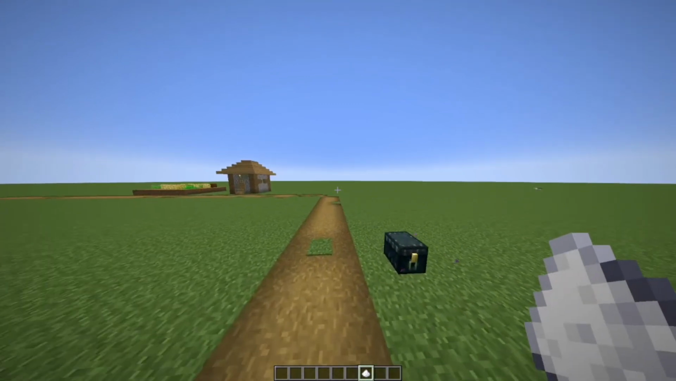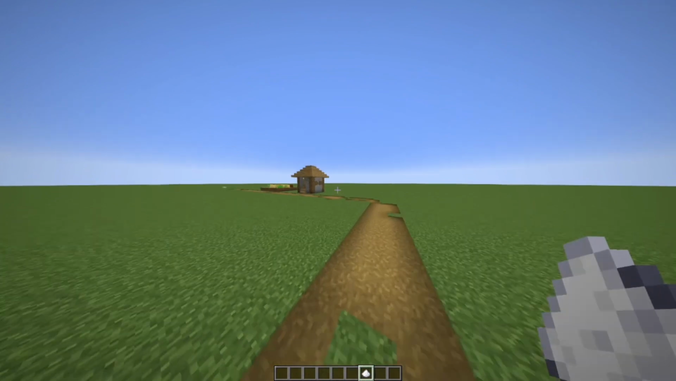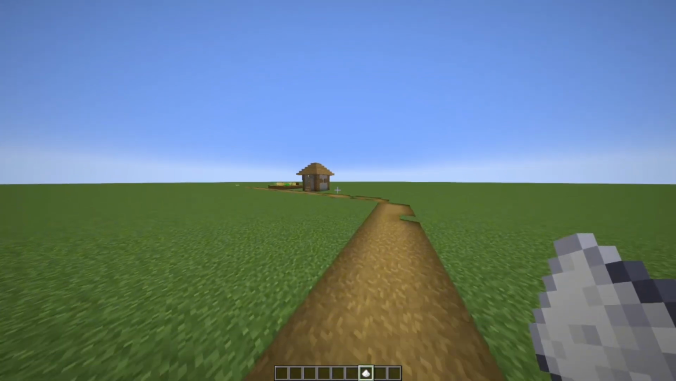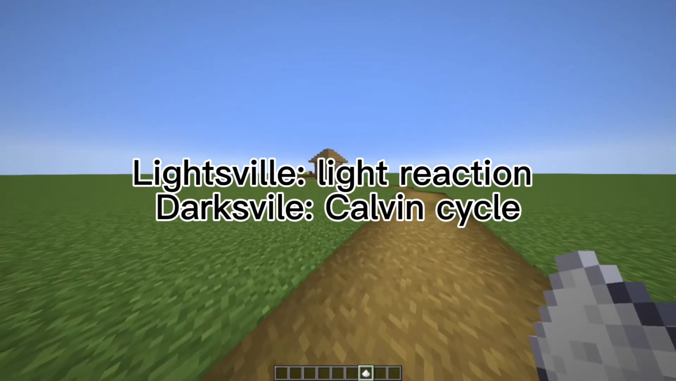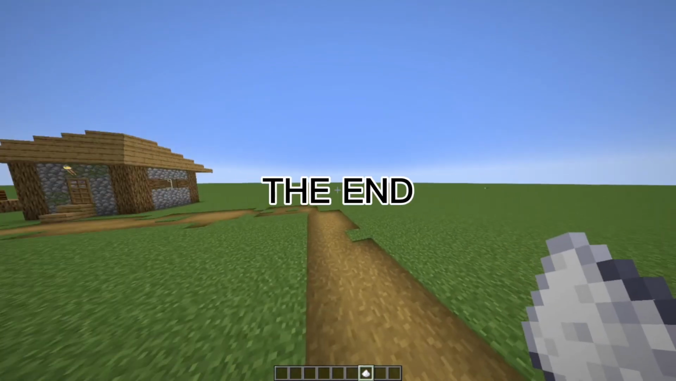So now that the sun has risen again, the people of Lightsville can go back and create more ATP and NADPH to be used by Kelvin to make more sugar, and so they can harvest more CO2, and the cycle continues. The end.